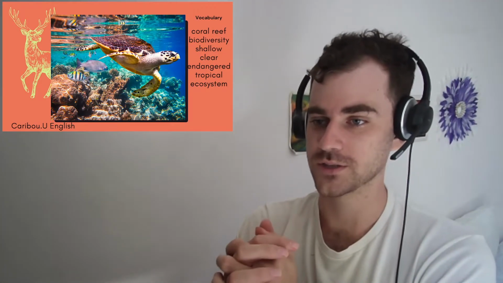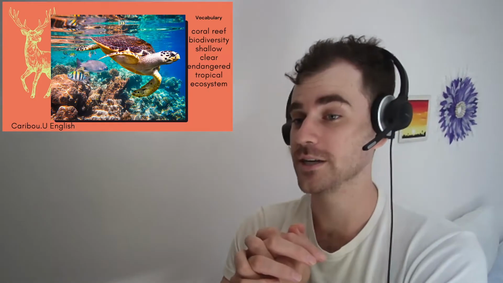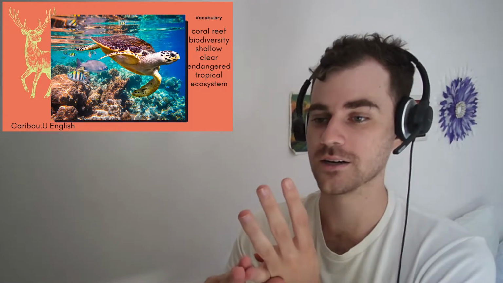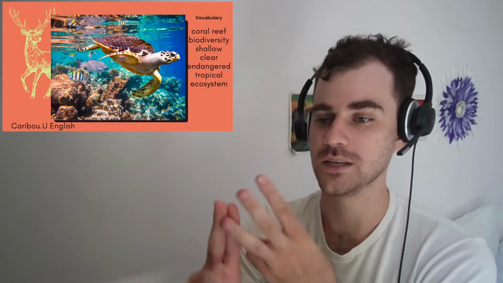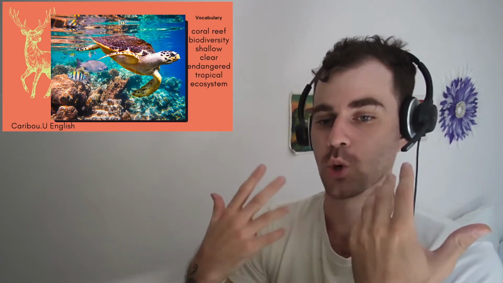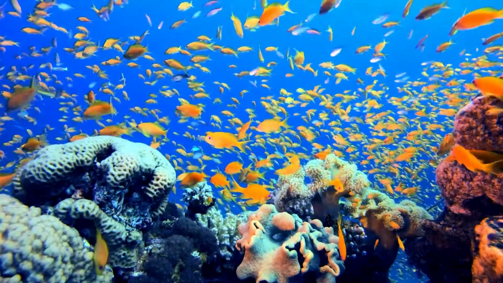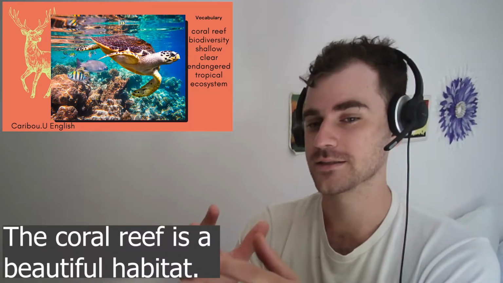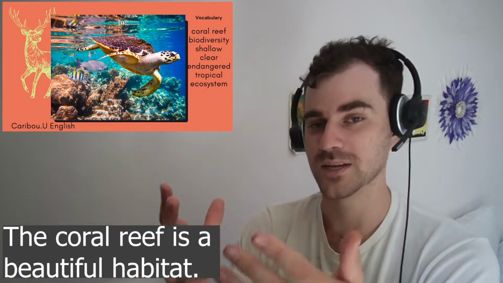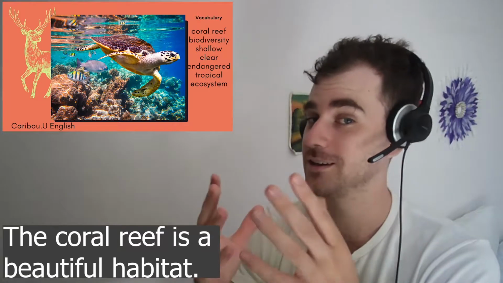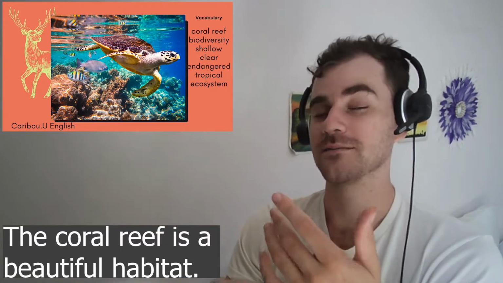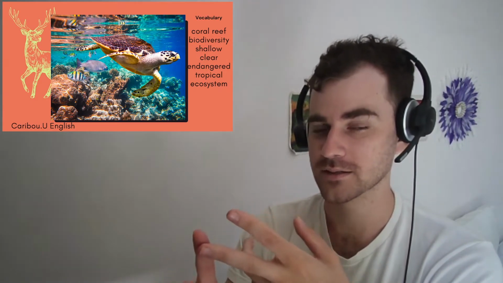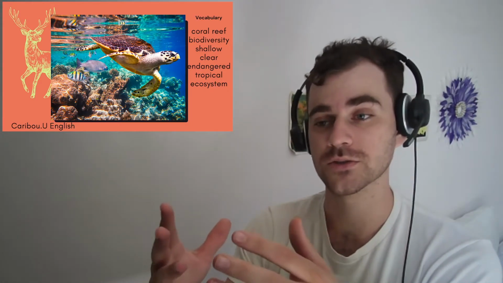Picture number 2 shows a sea turtle. And the vocabulary are coral reef, biodiversity, shallow, clear, endangered, tropical, ecosystem. So a coral reef is the habitat in which this turtle lives. So I can say the coral reef is a beautiful habitat. And it's full of biodiversity. Biodiversity means that there is a wide variety of animals and plants in this area. It's diverse, biodiversity.